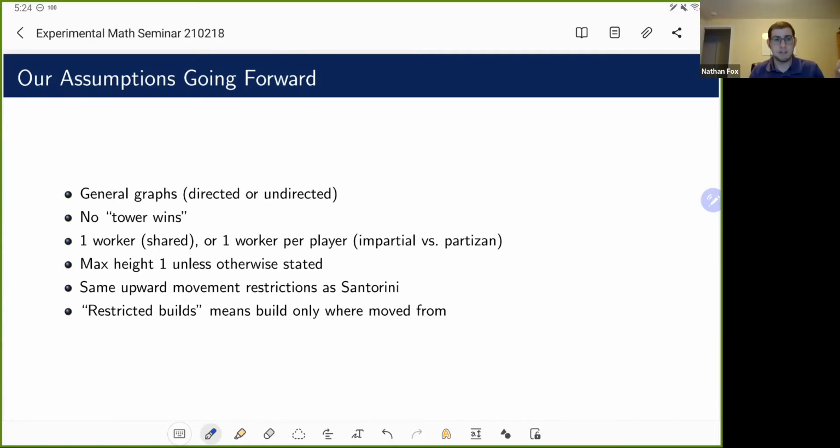So as that previous thing said, any result we get for max height 1 also applies to max height 2. We have the same upward movement restrictions as Santorini, so you can only move up at most 1, or you can move the same level or down as much as you want. And we're also going to sometimes have this restricted builds rule, where we're only allowed to build on specifically the place where you just moved from. That rule is going to be there sometimes, but when I say the term restricted builds, that's what I mean.